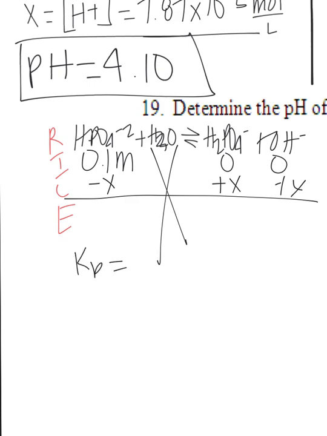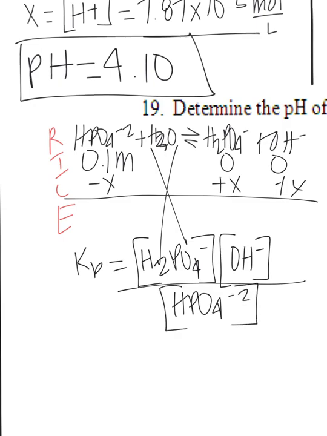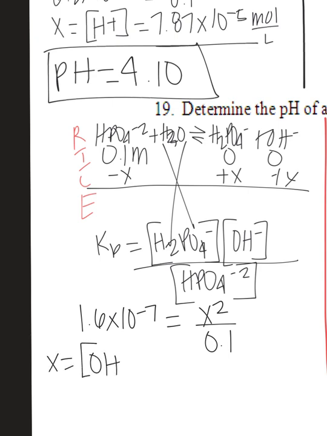Alright, my expression, products over reactants. And then I plug in what I know. So I do know my KB, 1.6 times 10 to the negative 7, x squared over 0.1. X is my OH concentration, which is 1.26 times 10 to the negative 4.